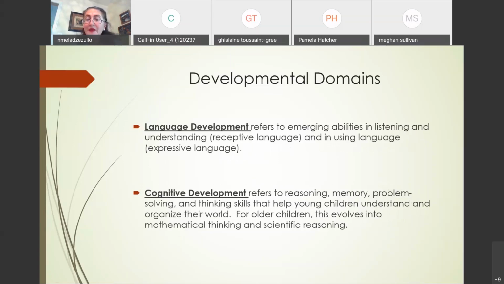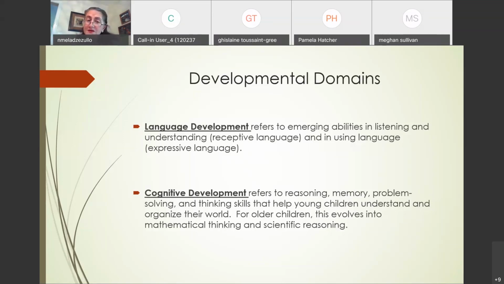Language development. Language development, as I mentioned, also consists of literacy. Language development refers to emerging abilities in listening and understanding. And this is receptive language. So whatever a child is receiving, which means listening and understanding, that's receptive language. If a child is using language, when she or he is talking back or trying to talk back, if it is an infant, even cues and babbling, that's using language. So that's expressive language.